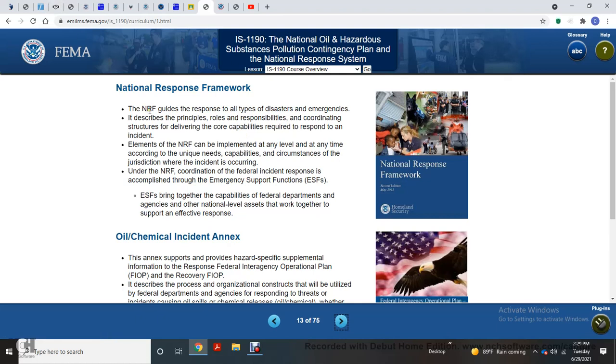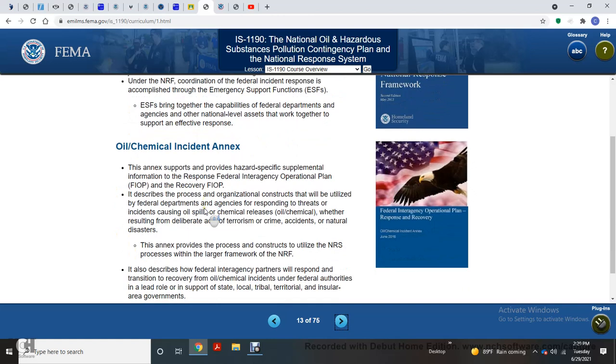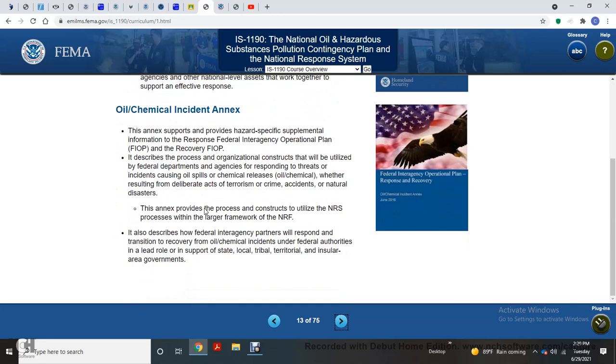In the National Response Framework, coordination of federal incident response is established through the emergency support functions. Emergency support functions bring together the capabilities of federal departments, agencies, and other national assets to work together to support an effective response. Your Oil and Chemical Incident Annex.